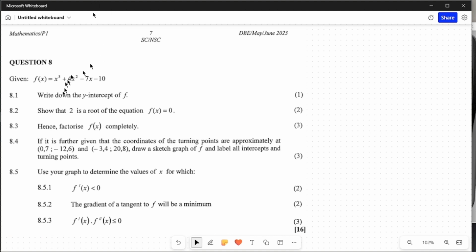We have a cubic function. We're given a cubic function of x cubed plus 4x squared minus 7x minus 10. Now we go straight to the questions. The first question, which is 8.1.